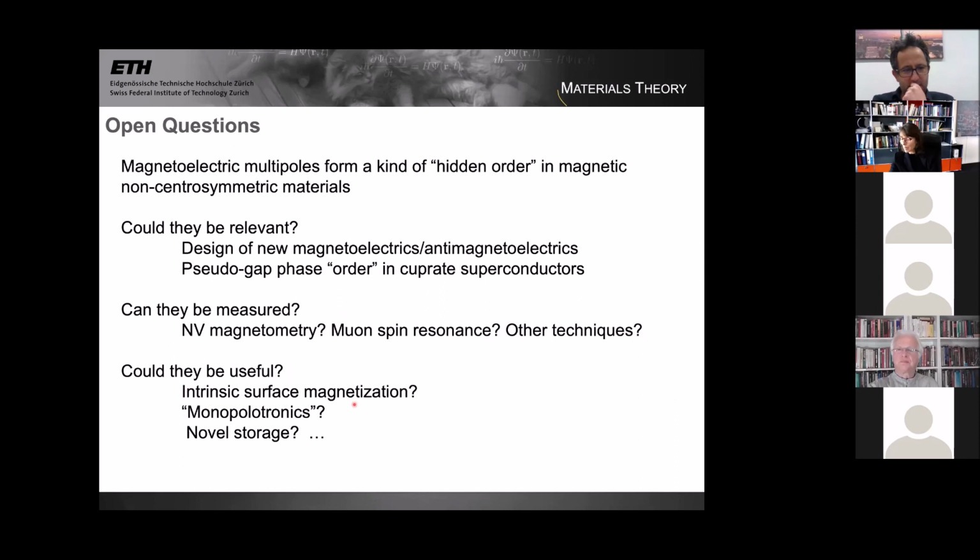I think it's useful perhaps in some cases to have an intrinsic surface magnetization. I think the exchange bias coupling should be different in a non-centrosymmetric antiferromagnet than in a centrosymmetric one because of this property. One could envisage some kind of monopole electronics or maybe some kind of novel storage, but I'm not advocating for any of these, just leaving them as possible ideas or future directions. So thanks a lot for your attention.